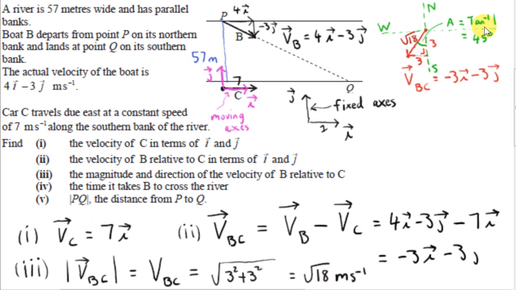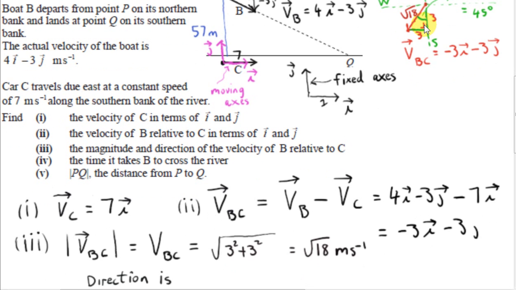Now, without doing any trigonometry, you might have spotted that this is an isosceles triangle. It's an isosceles right angle triangle, actually. So these two angles must be the same. And they must both add up to 90 degrees, since we're dealing with a right angle triangle. The three angles add up to 180. They both add up to 90, so they must be 45 each. So for the direction, we could say south 45 degrees west.